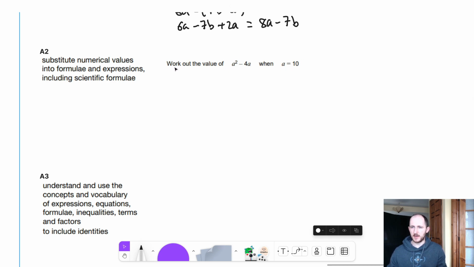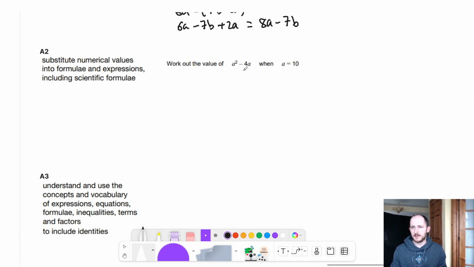So for example, in this question it says work out the value of a squared minus 4a when a is equal to 10. So all we need to do is everywhere we see a, we're now going to put 10 in brackets. So we're going to have 10 squared minus 4 times 10. 10 squared is 100, and minus 40. So our final answer is 60.